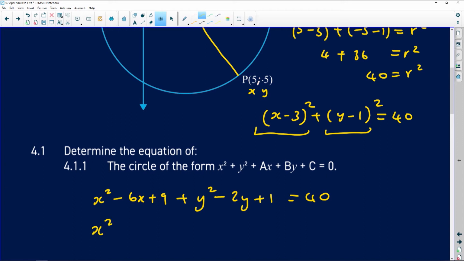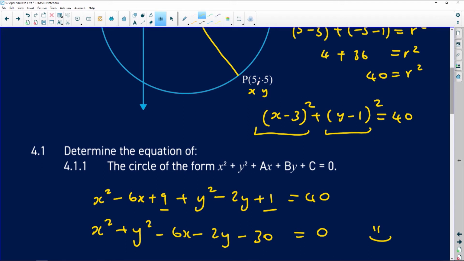And then you're going to have x squared plus y squared. You will then have minus 6x, then minus 2y. 9 plus 1 is going to give you 10. Minus 40, you're going to get minus 30 equals 0. I tried to put it in that form within this limited time that we have. So I hope you guys understand what is going on.